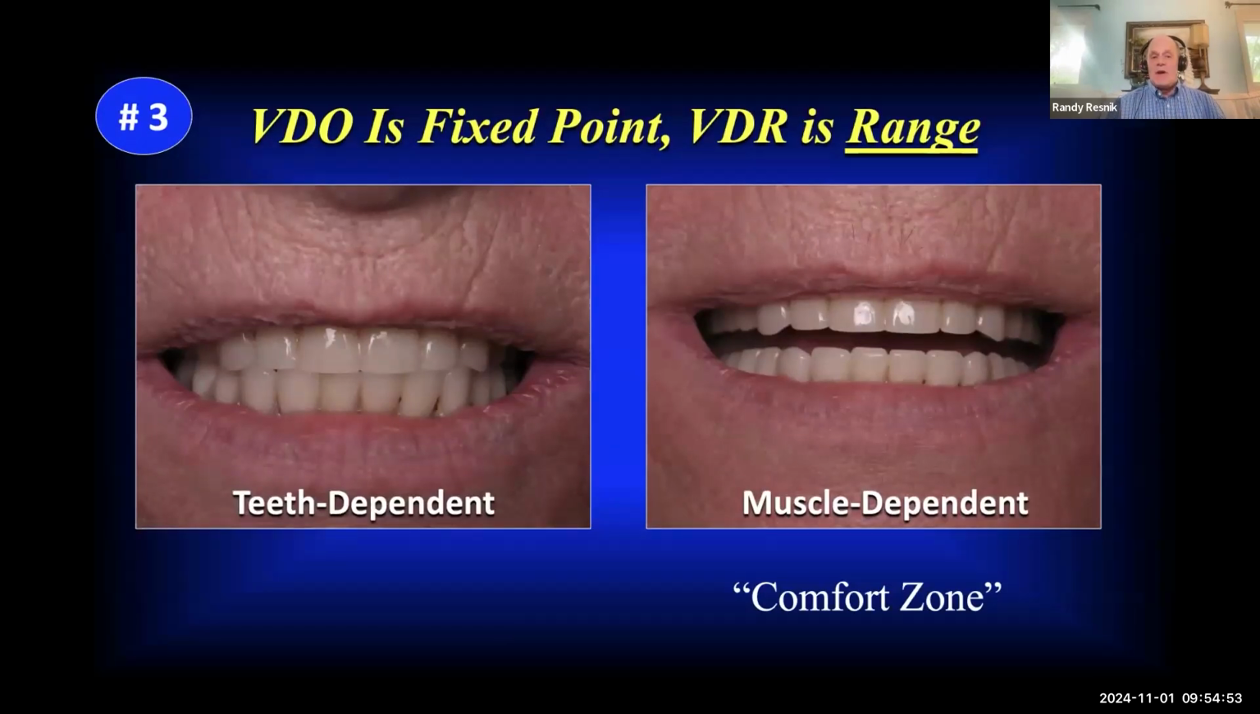VDO is a fixed point. We know that we have the patient bite. It's very easy. It's teeth dependent or centric stop dependent. The hard one is VDR, and that is a range. The newer term is called a comfort zone. So basically, the VDR is a range because it's muscle dependent.